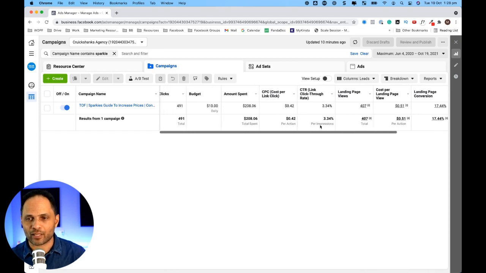The next number is the click-through rate. So the click-through rate here, this means for every 100 people that see the ad, how many actually click the ad, okay? And so this is 3.34%. The goal is 1% click-through rate. Every 100 people that see the ad, one person should click the ad. This is 3.5 times greater than what we would expect. So this means the ad is good.